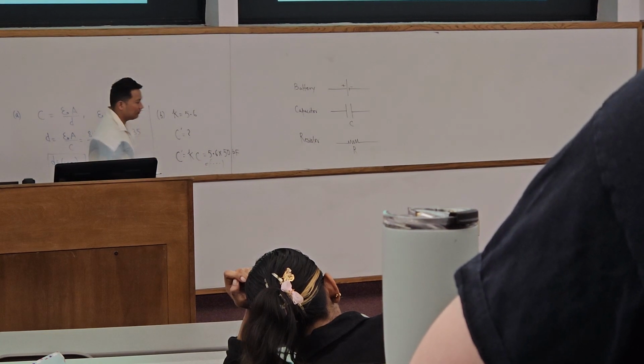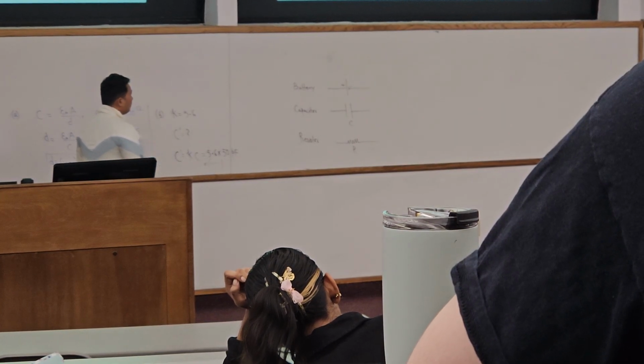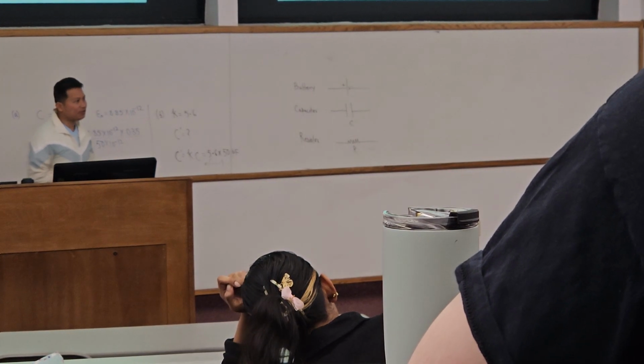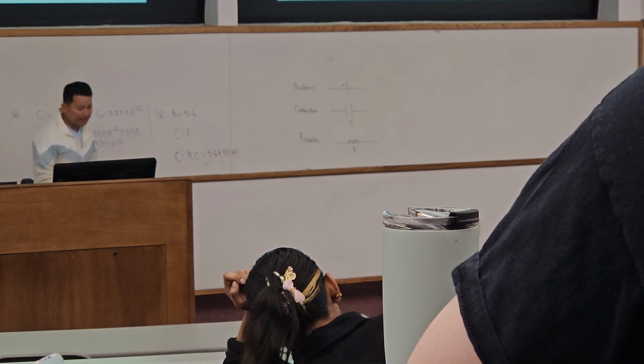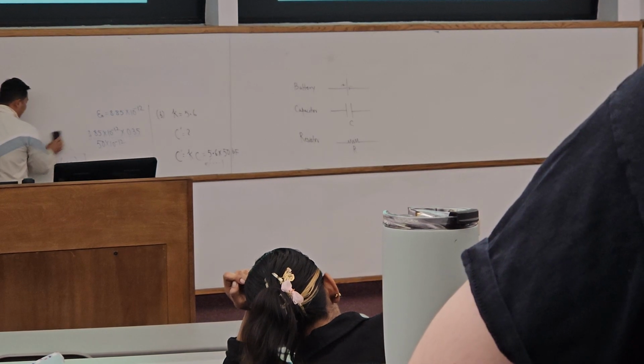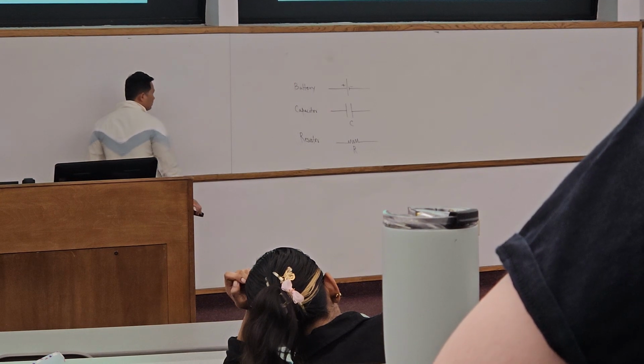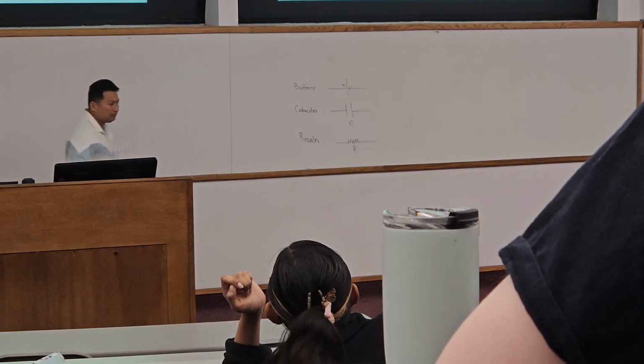Now, if you have more than one capacitor in a circuit, we can connect them in two ways. One is called series combination or configuration, and another one is called parallel configuration. Okay, let's talk about series and parallel.